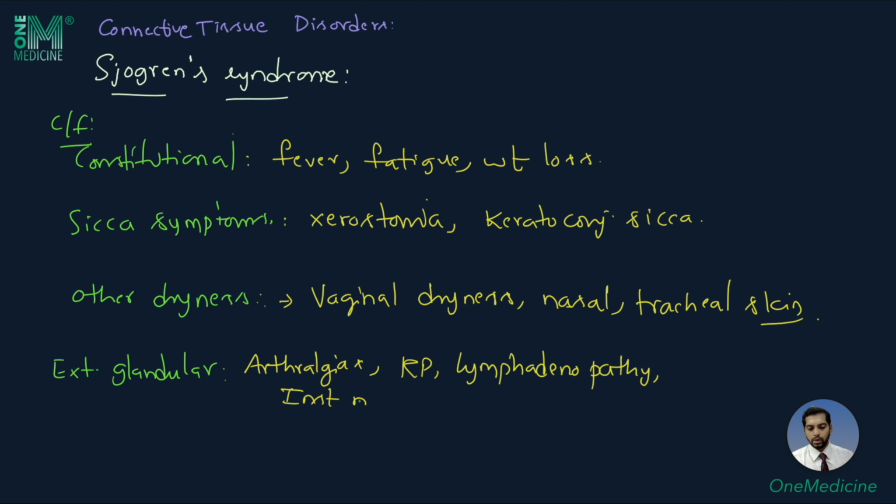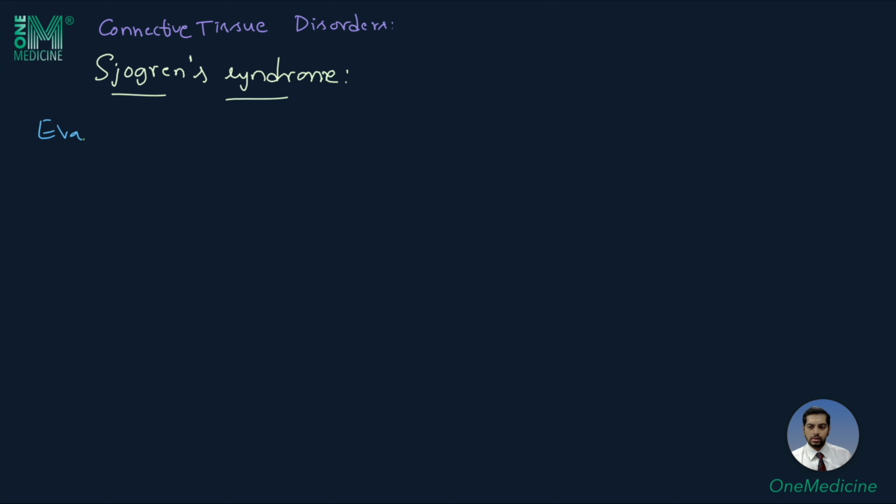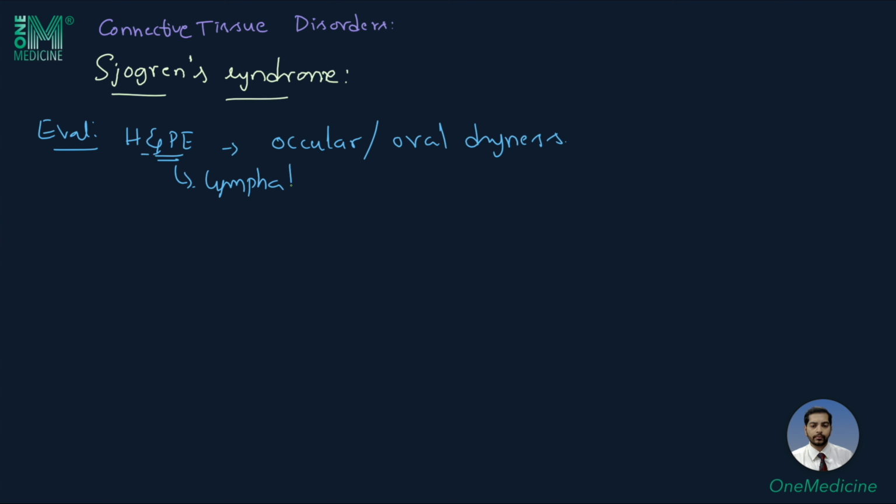interstitial pneumonitis, cutaneous vasculitis, nephritis, and even lymphoma. Evaluation includes history and physical examination. In particular, stressing the history of ocular or oral dryness symptoms. Physical examination should focus on lymphadenopathy and presence of other autoimmune conditions.